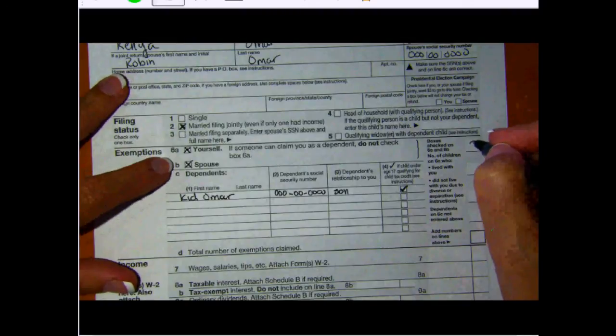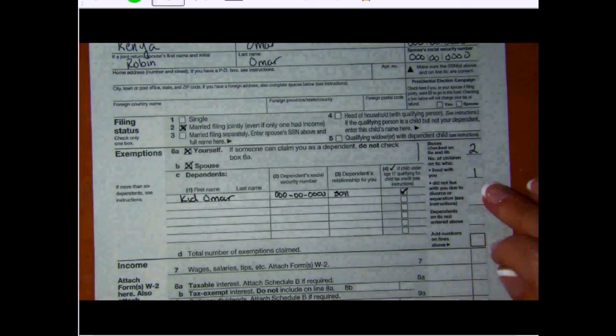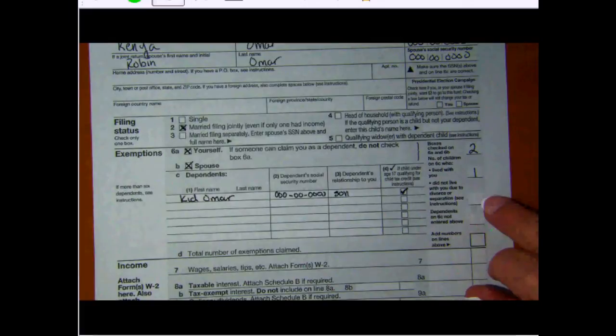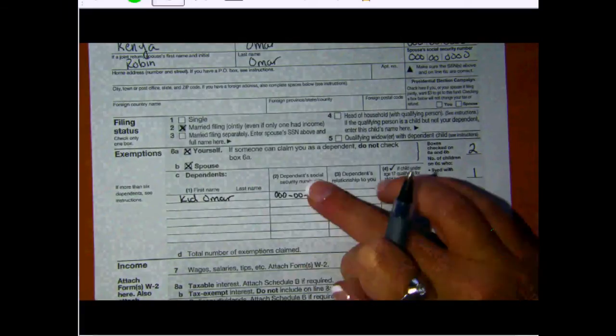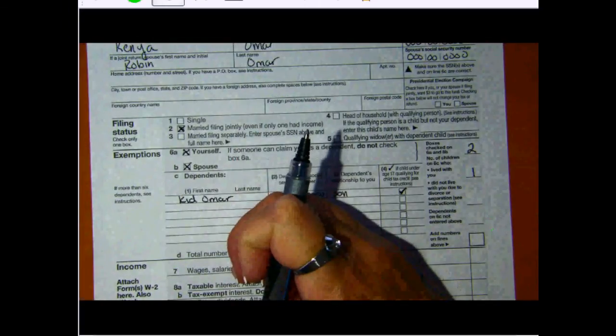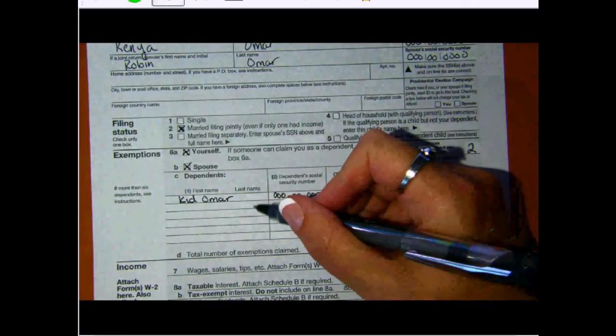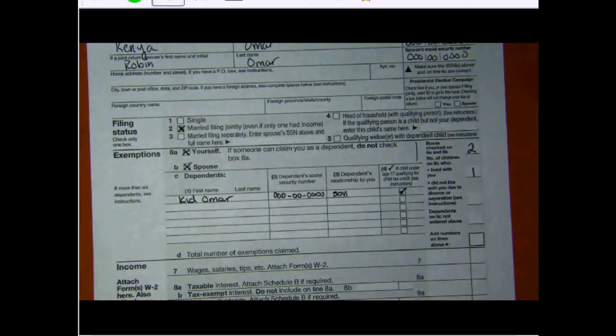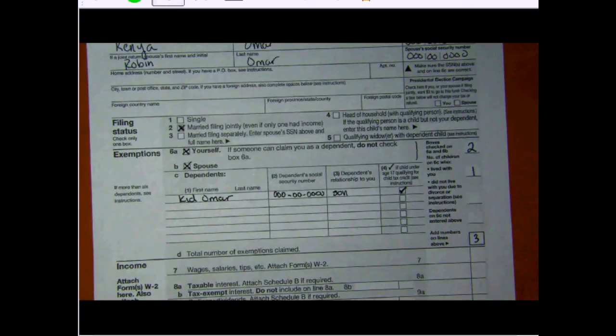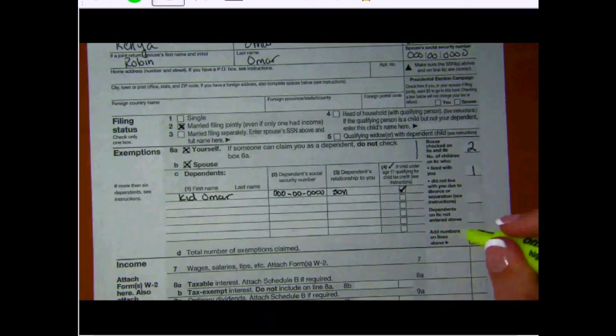6A and 6B, there's 2. 1 child that lived with me. Then you can have did not live with you due to divorce or separation. There's instructions for that. Or dependents that are not entered here because you ran out of room. So if you have more than 6 kids, you have 7 kids, you have another paper you have to fill out. That goes here. Those get added together, and they have 3 exemptions. This will become important in a little bit.